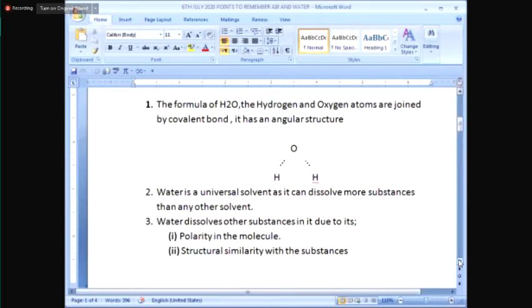So the first point is, when we talk of water, the formula, obviously you know, H2O. On the slide, I think you all can see the slide. Anyone please raise your hand. The slide is there on the computer. Just raise one. Okay, thank you.